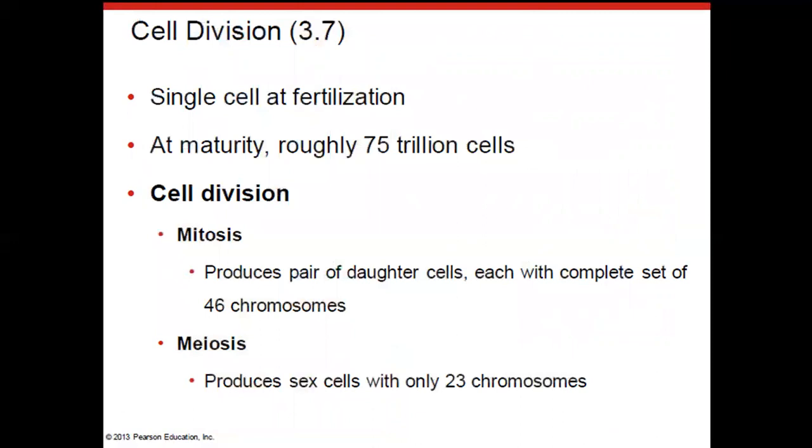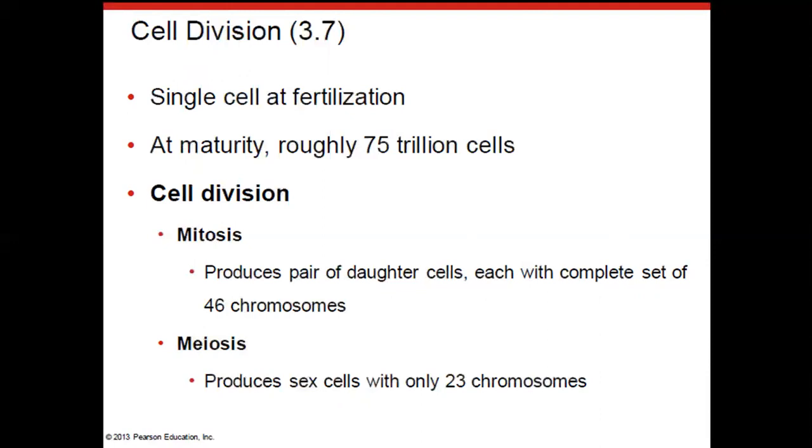When cells are getting ready to divide, so all that protein synthesis occurs at fertilization. Basically, you're one single cell. And when you are mature, you're roughly 75 trillion cells. So that one cell eventually divides and divides and divides into what you are as 75 trillion cells.